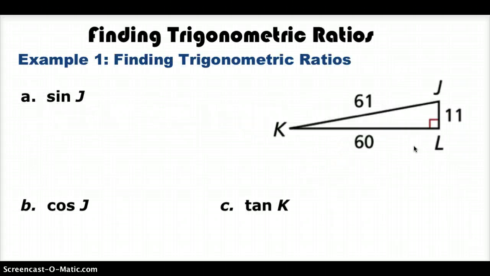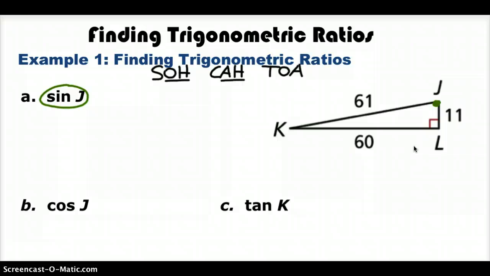So when we look at this, it says finding trig ratios. We're supposed to find the sine of J. If we're looking for the sine of J, we look right at angle J right here. This is the angle that we're actually talking about, so I'm going to color this in a little bit. Remember SOH CAH TOA: the sine is the opposite over the hypotenuse, the cosine is the adjacent over the hypotenuse, and the tangent is the opposite over the adjacent.